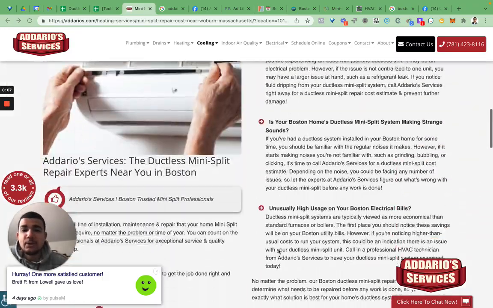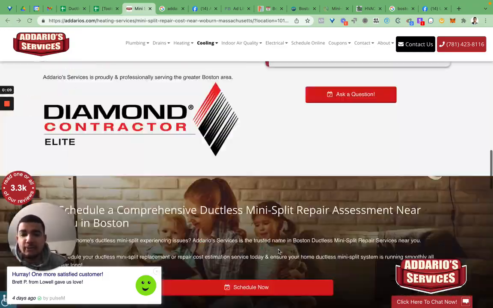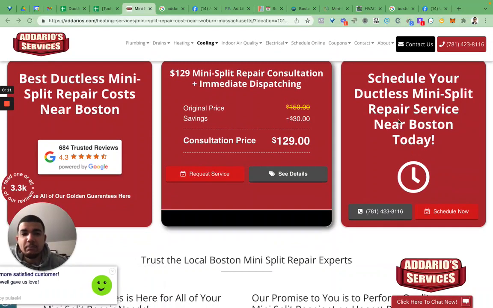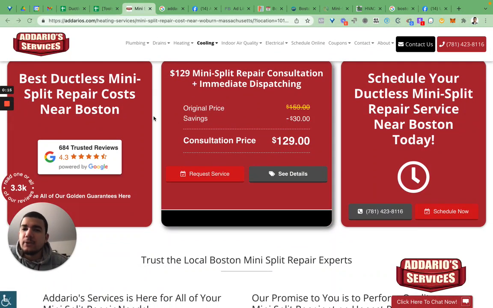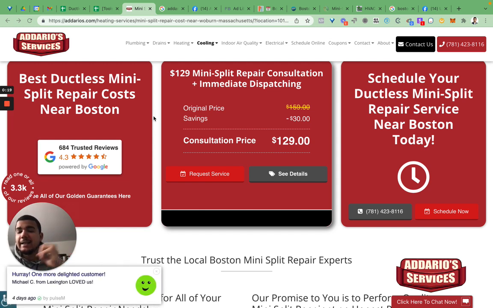So they're advertising right now for ductless service and repair in Boston. They're in the Boston area, and they're a heating and cooling company. First things first, we'll look at the ads, then we'll look at everything behind the ads, their entire funnel, and then we'll look at how they can double their conversion. First, the ads that they're running.